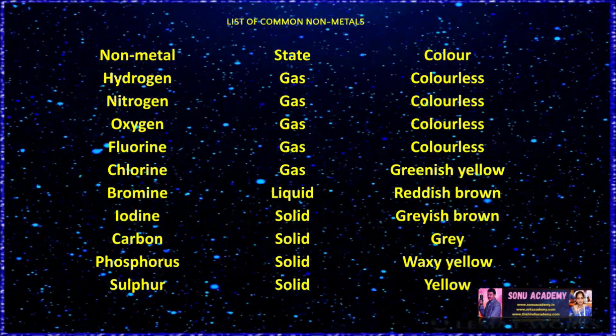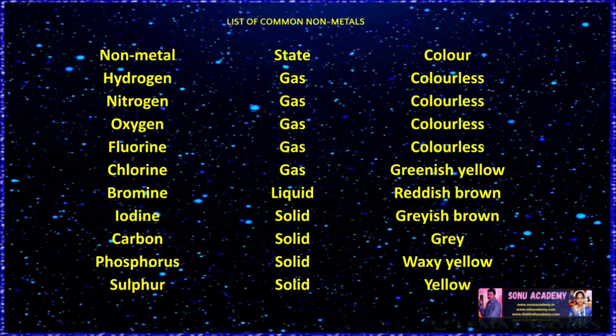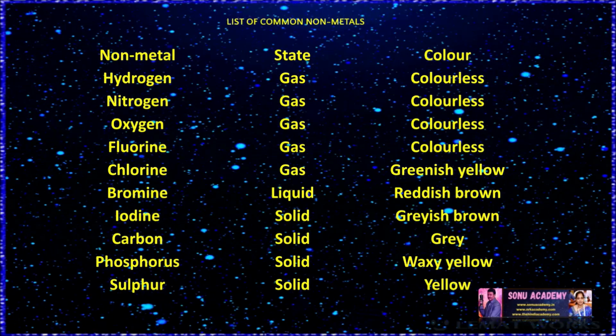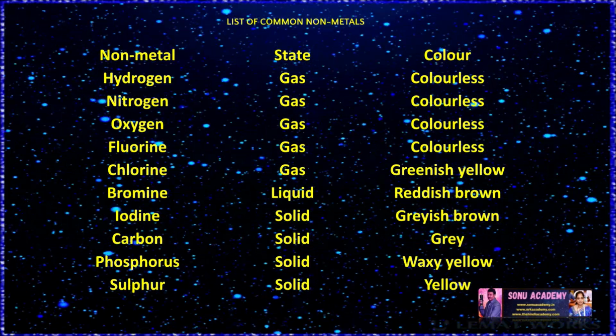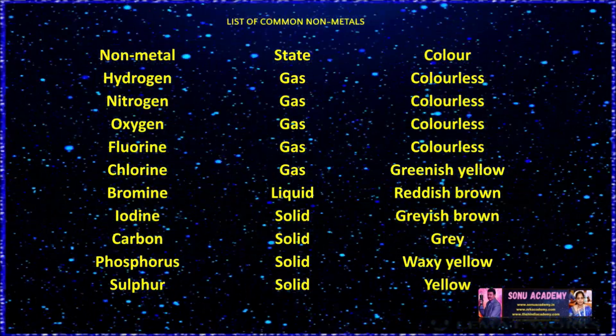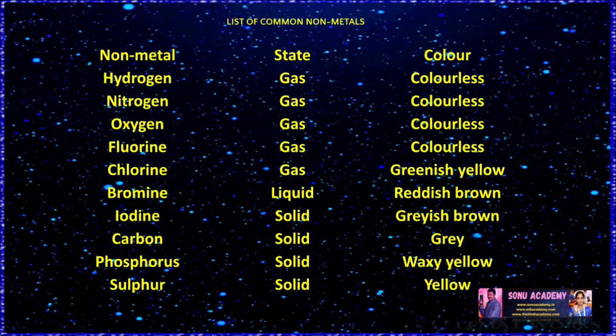Bromine, its state is liquid and its color is reddish brown. Iodine, a solid, grayish brown in color. Carbon, a solid, gray in color. Phosphorus, a solid, waxy yellow in color. Sulfur, a solid, yellow in color.